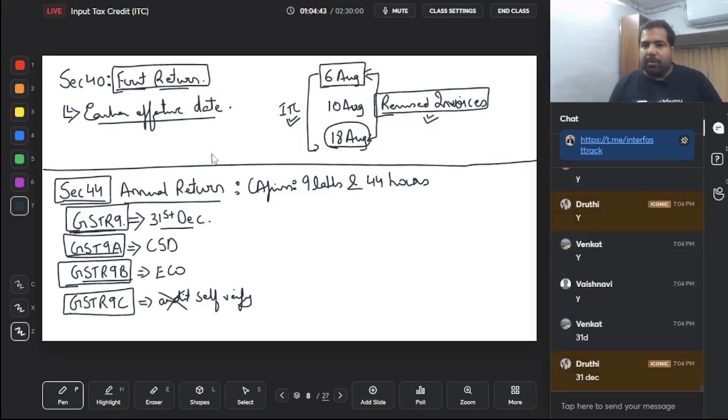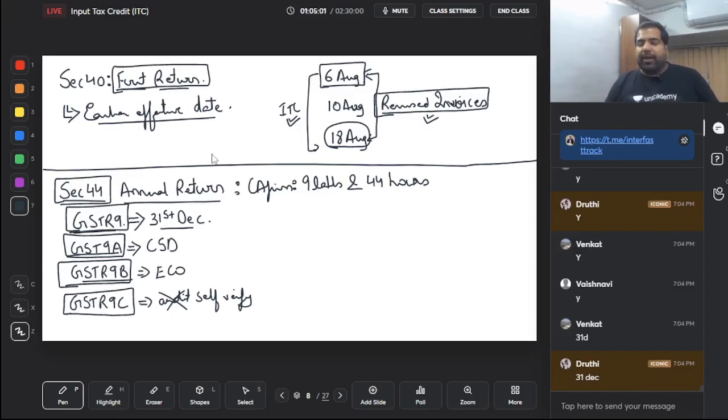44 is a section. Remember, 9 lakhs and 44 hours. 9A is for composition scheme because he does Aram. 9B is for e-commerce because they are big. And 9C is for people who are subject to audit, but now the audit requirement is removed. You have to self-verify it.